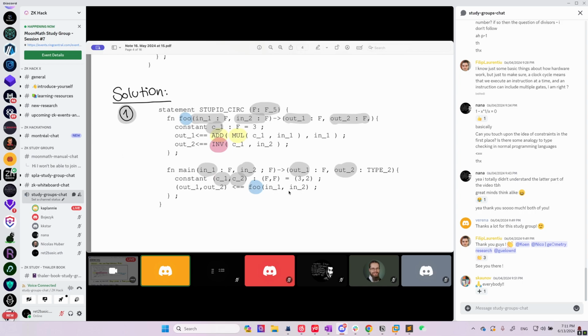Okay, and then the inputs are being thrown into the function foo. And then 2 outputs are generated from it. So, okay, let's check out the function foo. We get 2 inputs also in the function foo and 2 outputs. And here 1 constant is being set. That constant is 3.